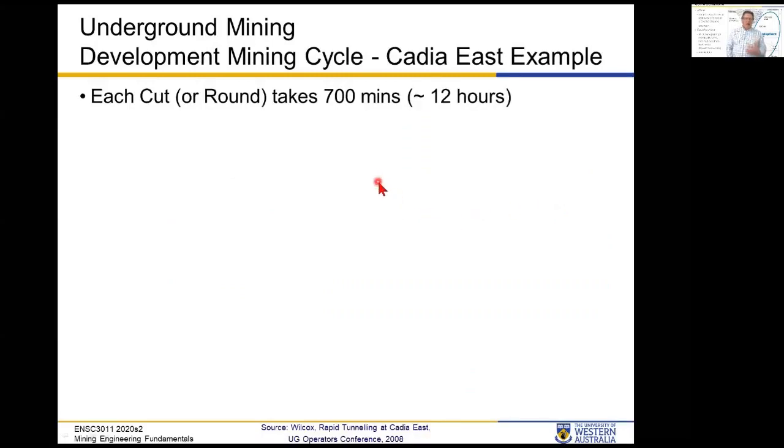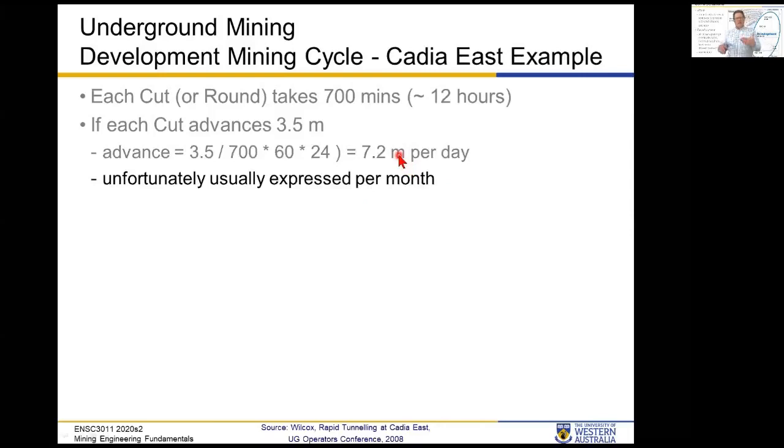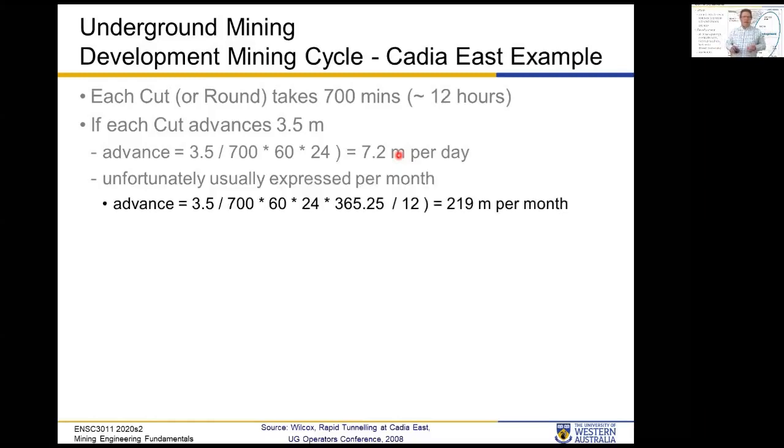So each cut, or round as they're called, takes about 12 hours and advances 3.5 meters. So that's, rounding, 7.2 meters per day. Unfortunately, we tend not to report progress in meters per day. We report per month, which is always silly because months have different lengths.